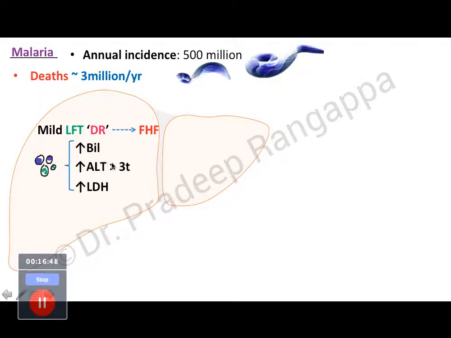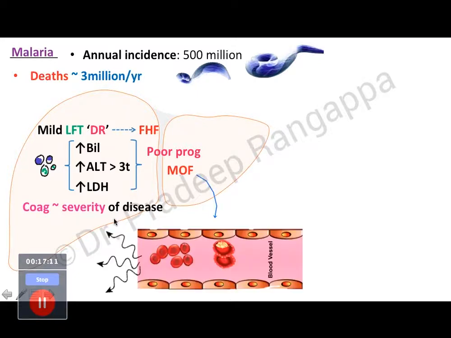Okay, so there is ALT rise more than 3 times, and there is increase in LDH also. And presence of these three has a correlation with poor prognosis and multi-organ failure. So liver getting affected in malaria does have a bearing with mortality and organ failure. And presence of coagulopathy in malaria has a good correlation with the severity of the disease.